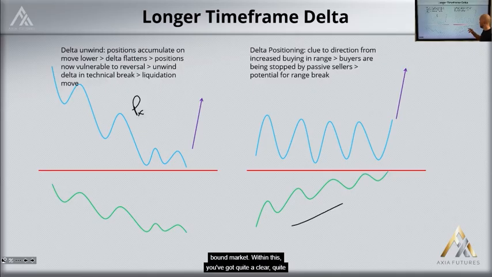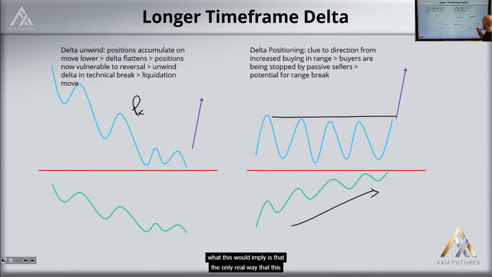Within this, you've got quite a clear, quite distinct increase in delta, for example. So what this is showing you is actually buyers are more convinced here. Sellers are happy to sit at the top of the range and sell. They're going to sit there. Anybody comes in to buy, they sit passively and they prevent that from happening. But sellers are showing very little by way of aggression, active trade, as the market starts to come off, hence why delta continues to rise.